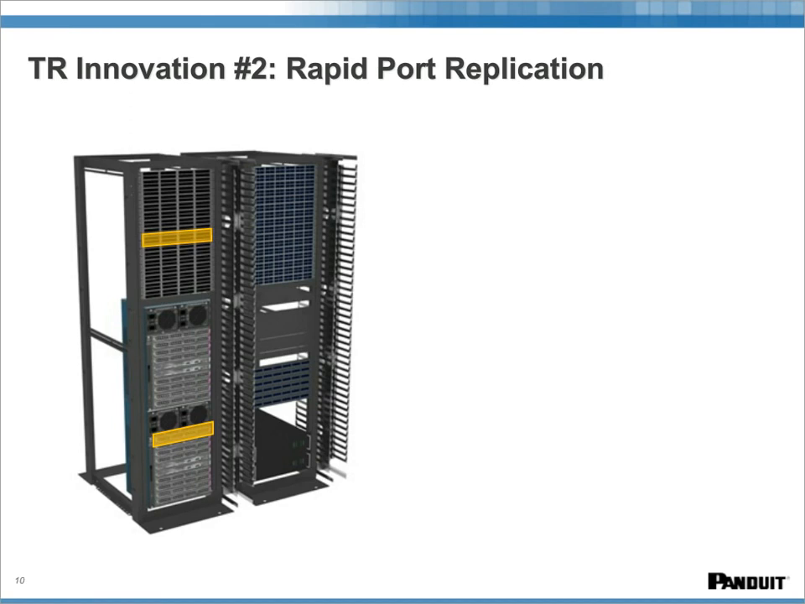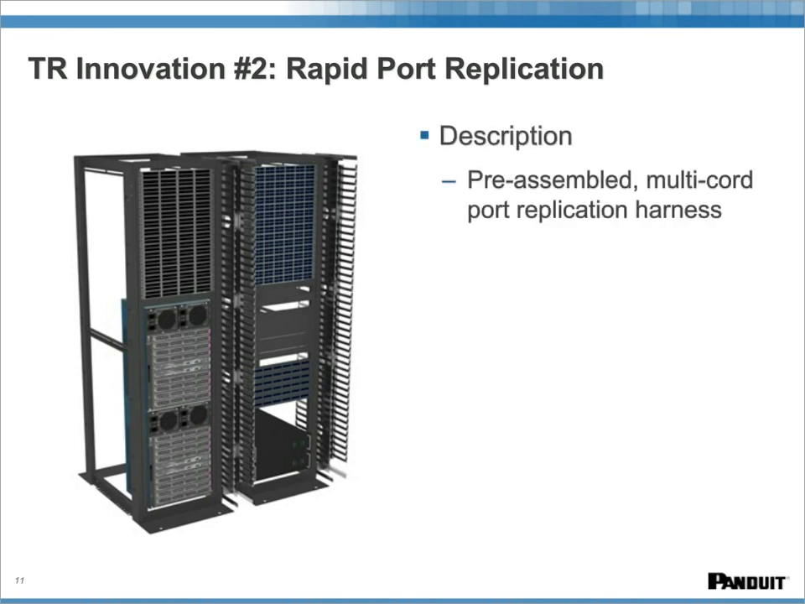Now with rapid port replication then, what we're doing is again using a pre-assembled multi-cord port replication harness, which many of you will know as an equipment cord. It's a plug on one end into the switch and a jack on the other end. In this case, we'll be going from the switch line card up above to the panel from the back. And if we do that again in a group of 12, we can then replicate that 4 times, and literally within minutes, you can have replicated an entire RU of ports.